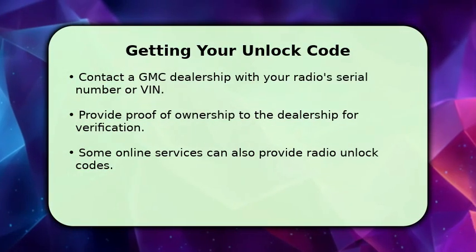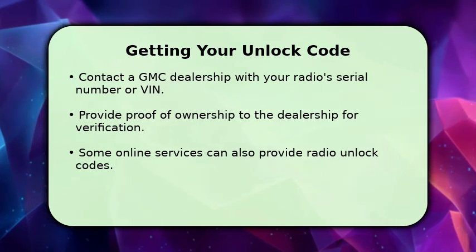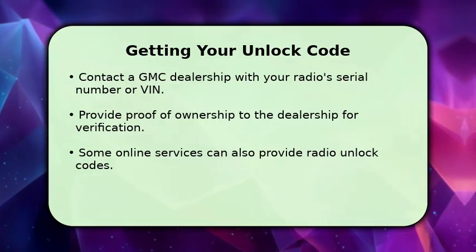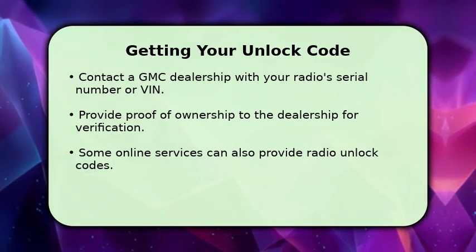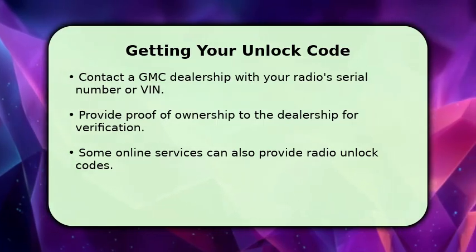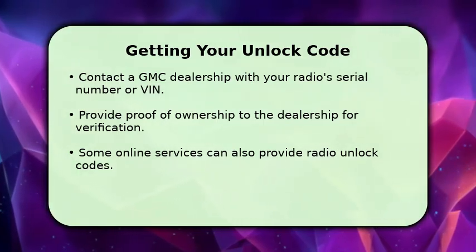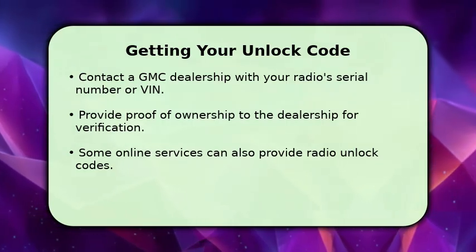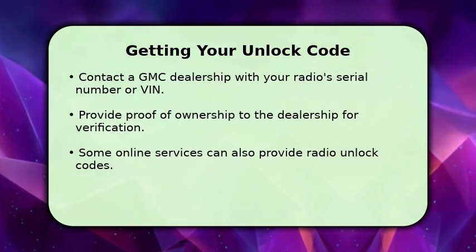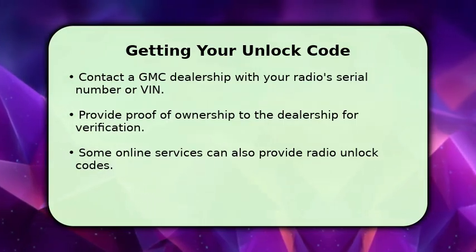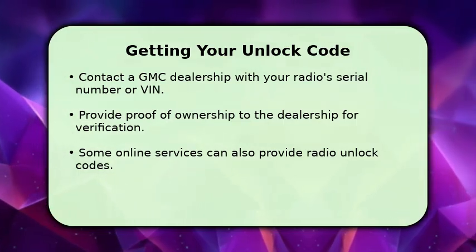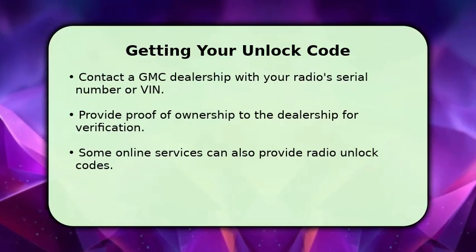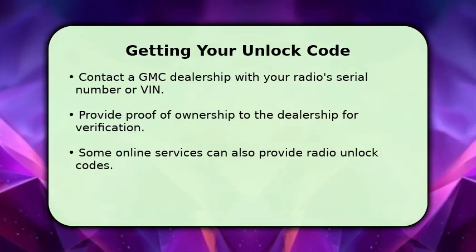Once you have your radio's serial number or the vehicle's VIN, the next step is to obtain the unlock code. The most reliable method is to contact a GMC dealership. Provide them with your identification number and proof of ownership, such as your vehicle registration. They can usually retrieve the correct 4-digit or 5-digit unlock code from their database. There are also reputable online services that can provide these codes, often for a small fee, using your provided information.